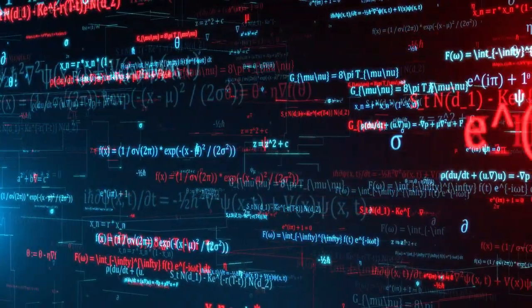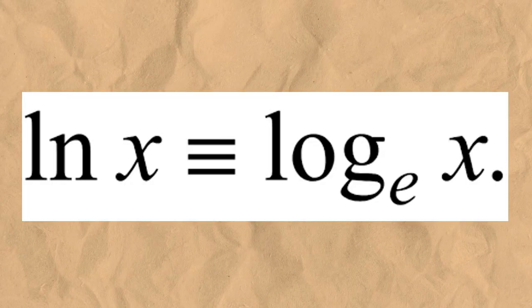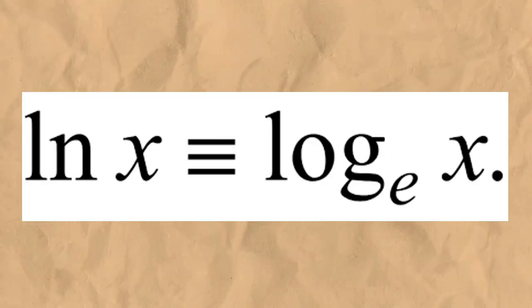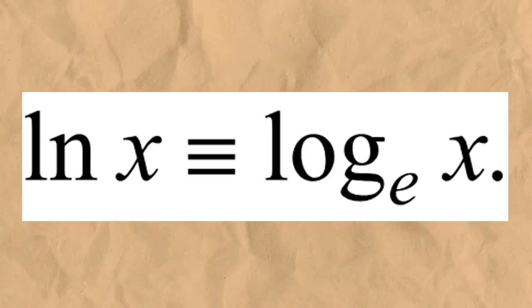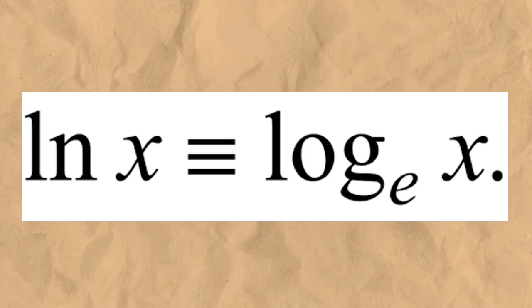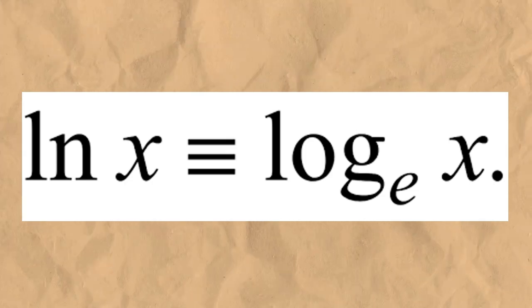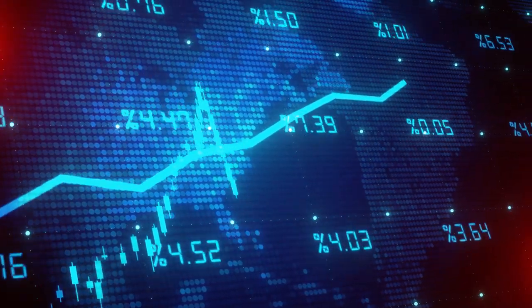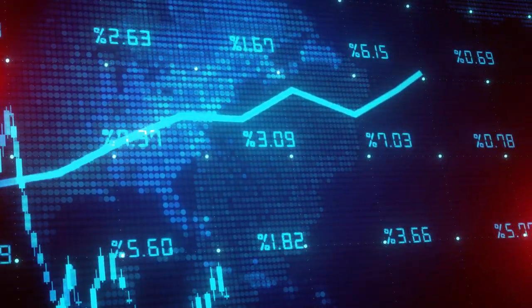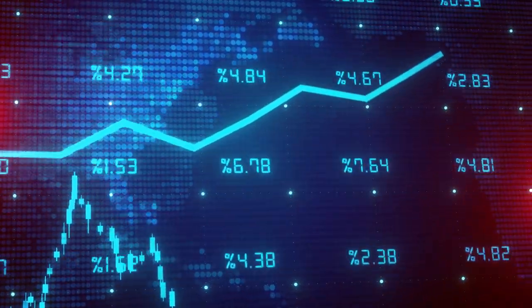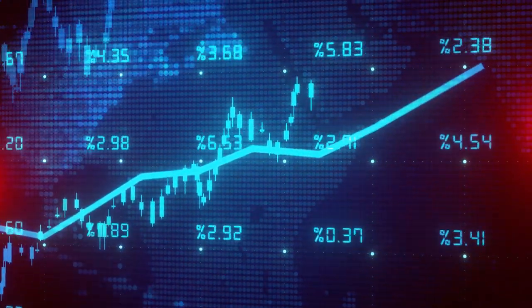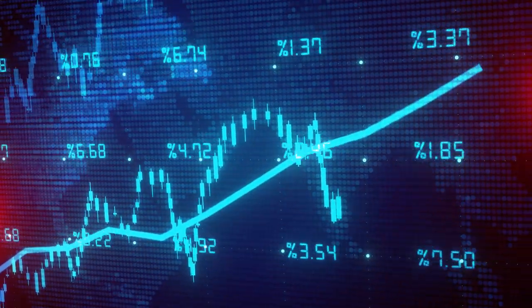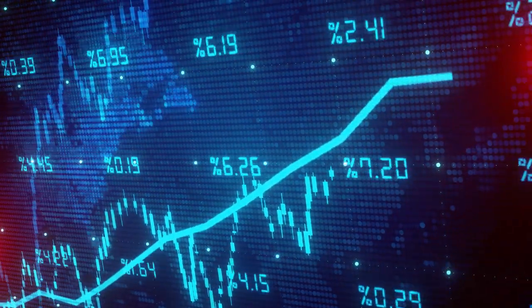Euler's number also appears in the natural logarithm, denoted as ln(x), which is the inverse of the exponential function. The natural logarithm is crucial in various fields, from calculating decay rates in physics to analyzing growth trends in economics. Whether you're studying how bacteria multiply or how money grows in a bank account, e is the key to understanding these processes.